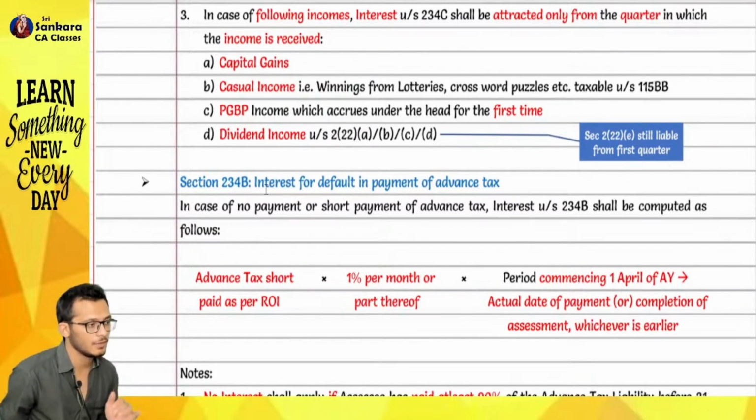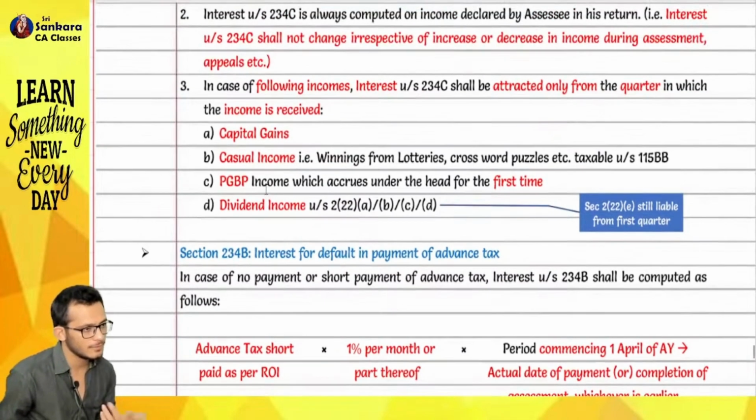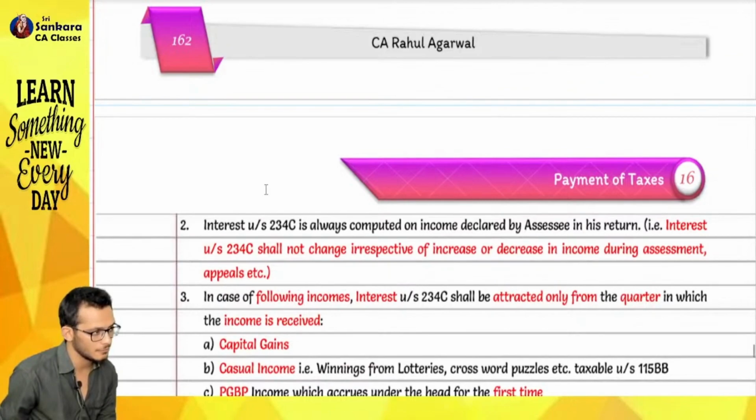The moment you opt in 115BAC, the loss is ignored. You can never bring it after that. It is assumed it is already set off.